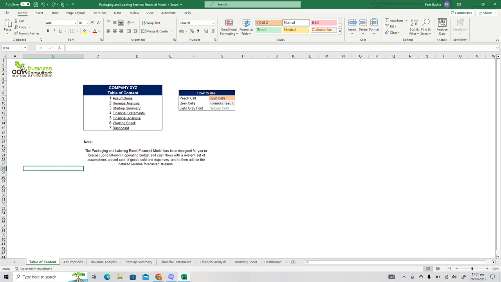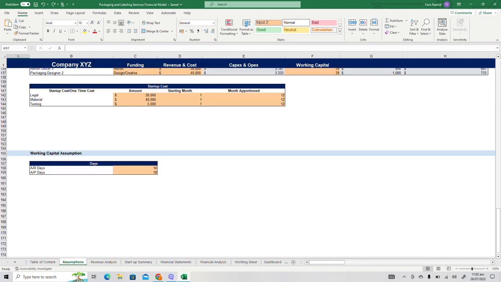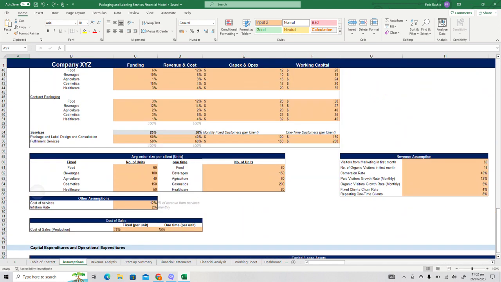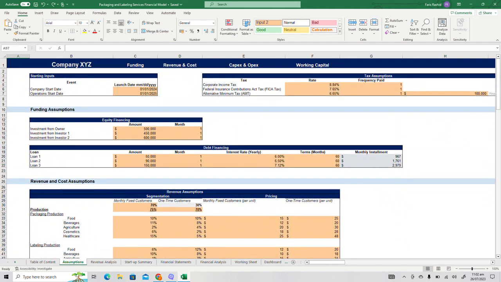Today we have brought you another financial model. This one is about the packaging and labeling services. This includes up to 60 months forecasting. It also includes revenue forecasted streams as well as assumptions. As you can see, assumptions includes all the relevant information such as the starting input, starting date of the company and its starting operational dates. It also includes all the tax assumptions that are being used in this model.